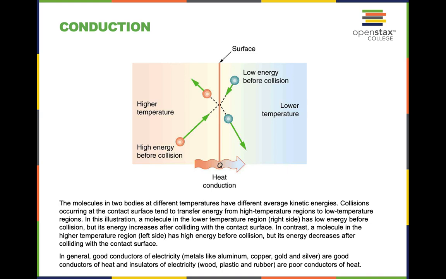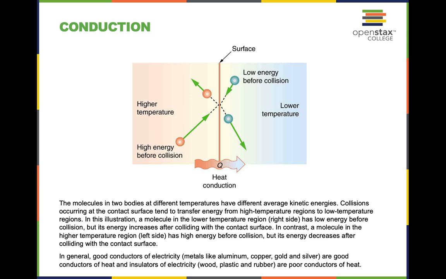The molecules in 2 bodies at different temperatures have different average kinetic energies. Collisions occurring at the contact surface tend to transfer energy from high temperature regions to low temperature regions. In this illustration, a molecule in the lower temperature region on the right side has low energy before collision, but its energy increases after colliding with the contact surface, right here in the middle. In contrast, a molecule in the higher temperature region on the left side has high energy before collision, but its energy decreases after colliding with the contact surface. And that's pretty much every single example we've noticed up until now.